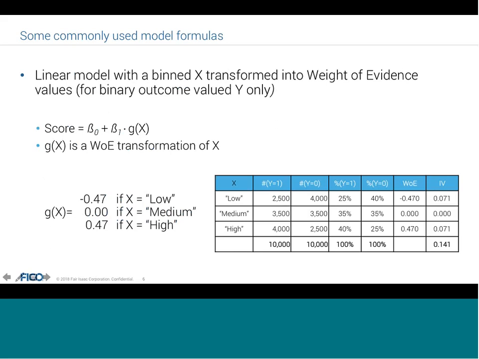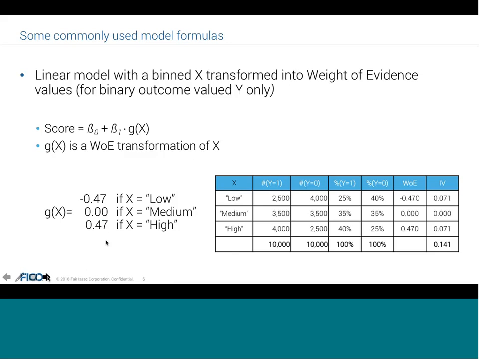We look at the distributions of the records in the two principal sets. We take their ratio and we take the natural log. This equation will come up later, both for weight of evidence and information value. But the idea is low values will use the value of negative, in this example, 0.47. Medium values of X now utilize 0, and high values 0.47.